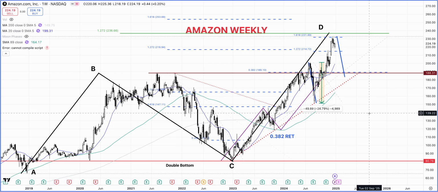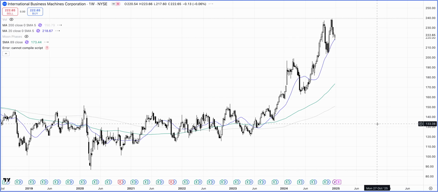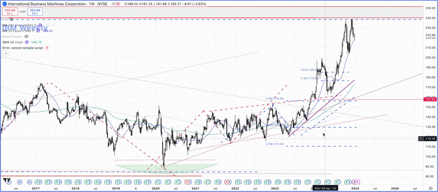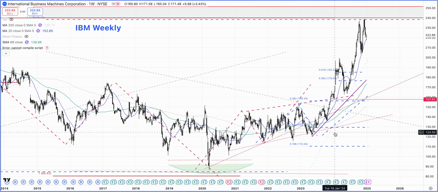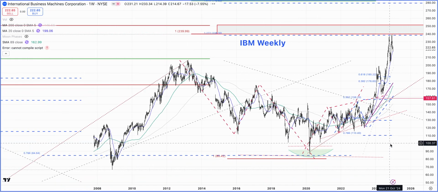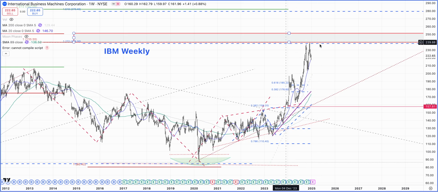Then let's take a look at IBM. This is the weekly chart of IBM, and you know that we were getting bullish on IBM right here. It met several of our targets, but we have not been following IBM that much. Well, the good thing is it has actually gone pretty parabolic and is hitting these targets right here.